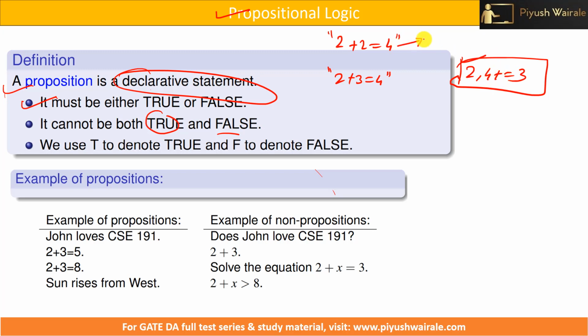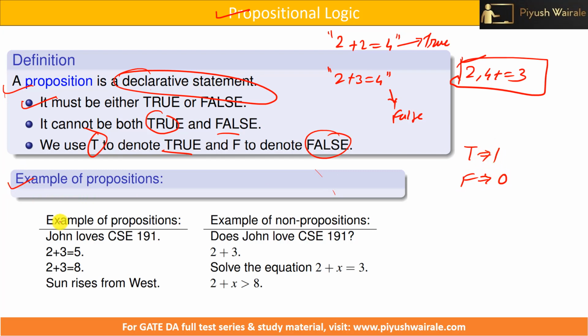This is true, so I can say it is a true proposition. This is false, so I can say it is a false proposition. So a proposition can be true or false. It doesn't matter, but it should be in proper syntax, right? We use T to denote true and F to denote false. Generally in Boolean algebra, we use 1 for T and 0 for F, right?